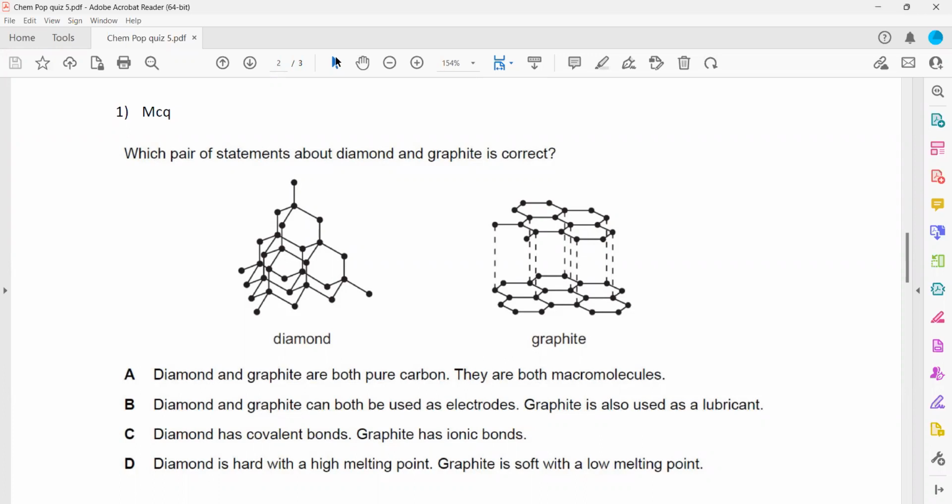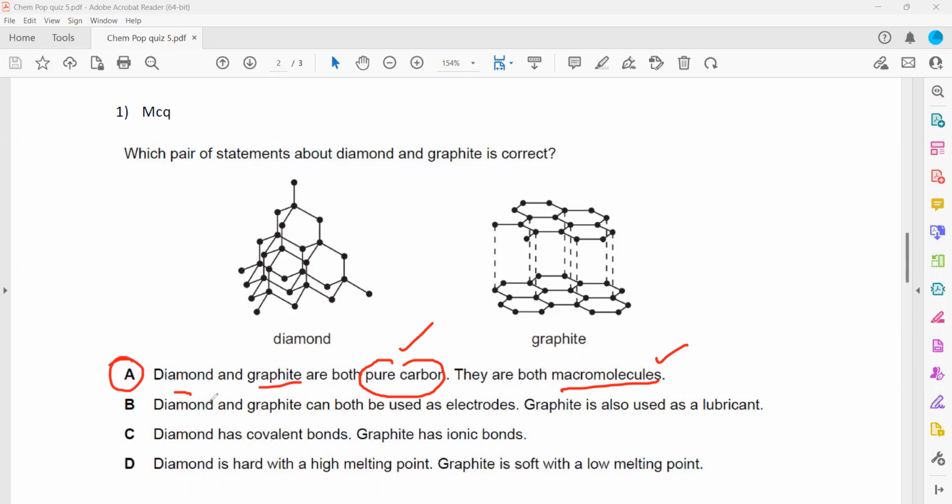So which pair of statements about the diamond and graphite is correct? So we have to check which statement is totally correct. A pair of statements, like two statements together. The diamond and the graphite both are pure carbon. That is true, because both contain carbon atoms and they are both macromolecules or giant structures. That's also true. So A will be the right answer.